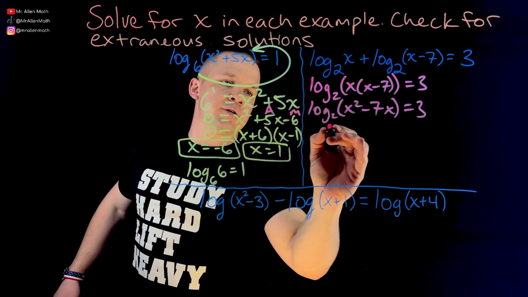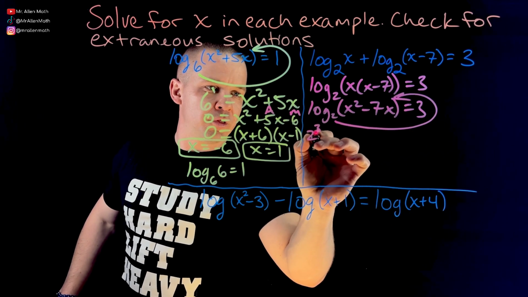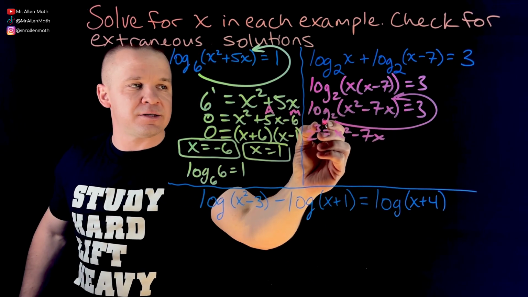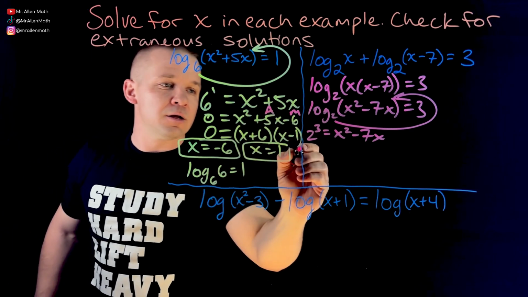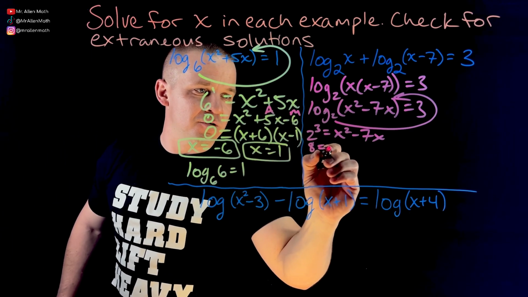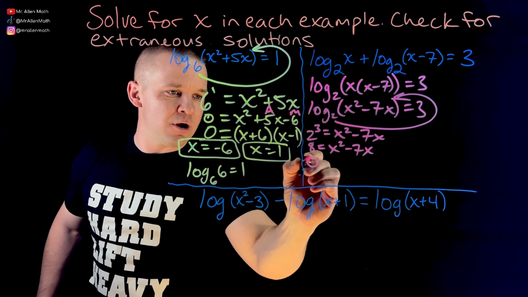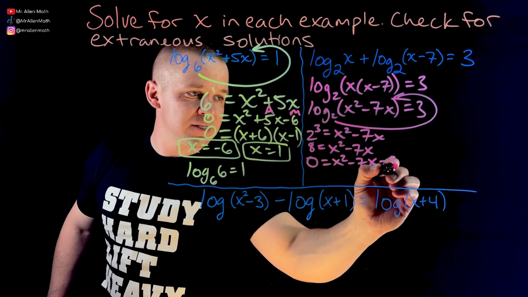All right. So now I'm going to loop and swoop this bad boy. 2 to the third power equals x squared minus 7x. We start with the base, raise it to the third, equals the argument, America. So we got 8 right here equals x squared minus 7x. So we'll set that equal to 0 equals x squared minus 7x minus 8.